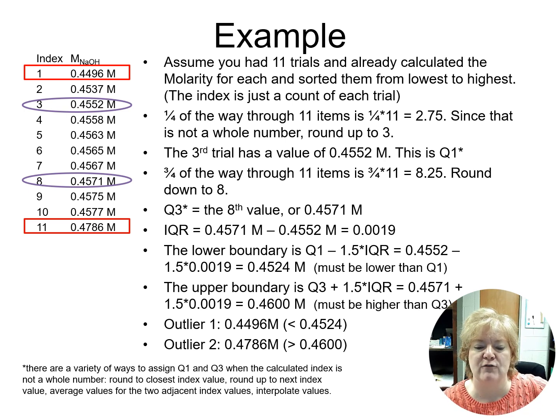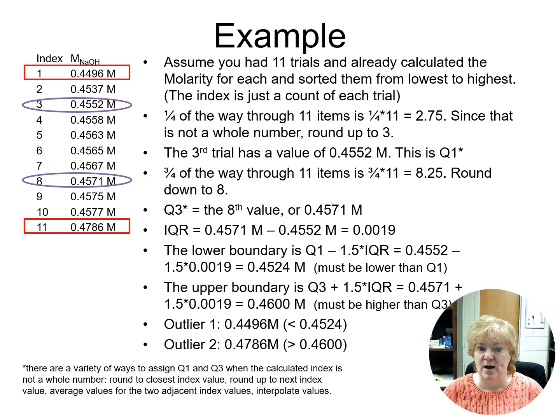All right, so now I'm looking for any values that are lower than 0.4524. And 0.4537 is above it, but 0.4496 is below it. So that means index number 1, which is 0.4496, is an outlier because it's lower than the lower boundary. Similarly, on the high end, are there any values above 0.46? Well, the last one is 0.47, so it's above 0.46. It is also an outlier.